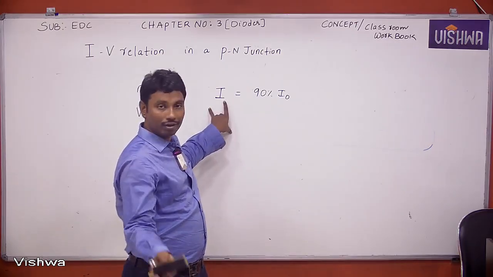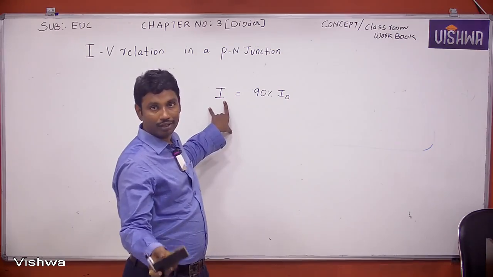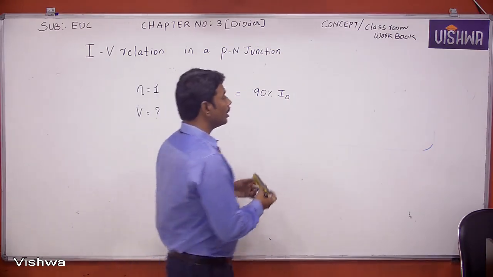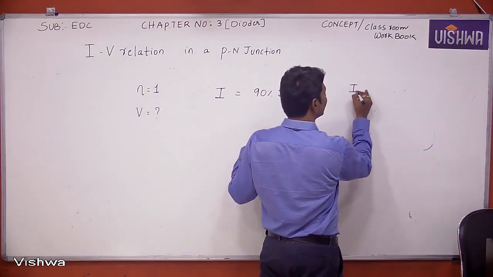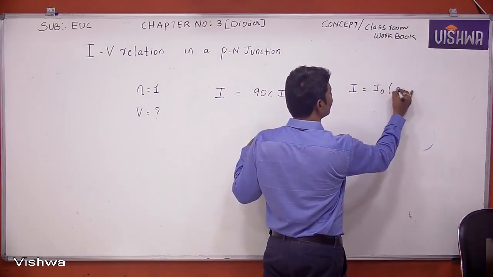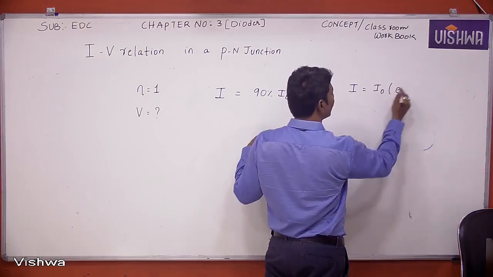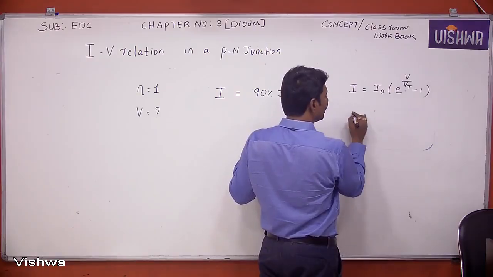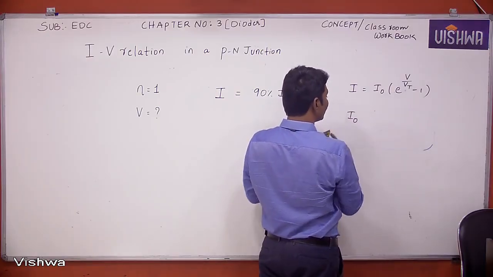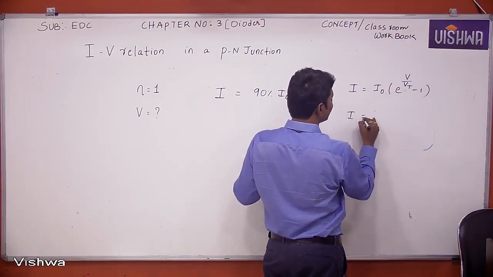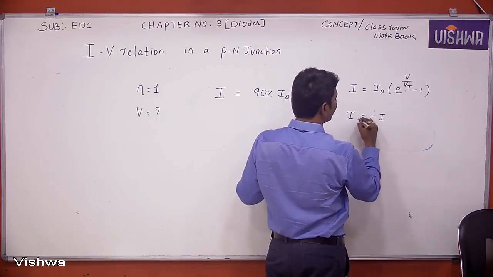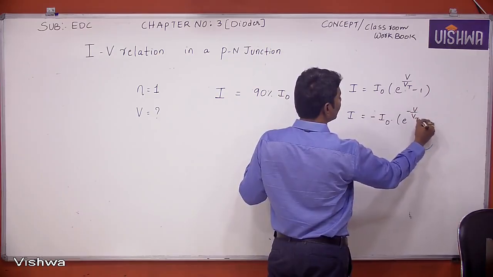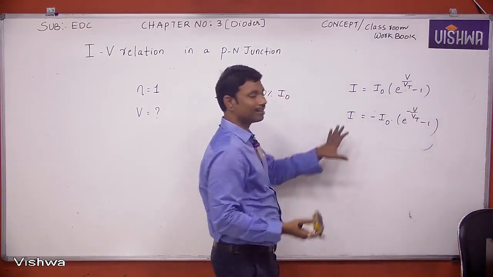Whatever diode current equation we derived is valid for both forward bias and reverse bias. In case of forward bias, the diode current equation is I equal to I naught into e power V by Vt minus 1. In case of reverse bias, the diode current equation is I equal to minus I naught into e power minus V by Vt minus 1.